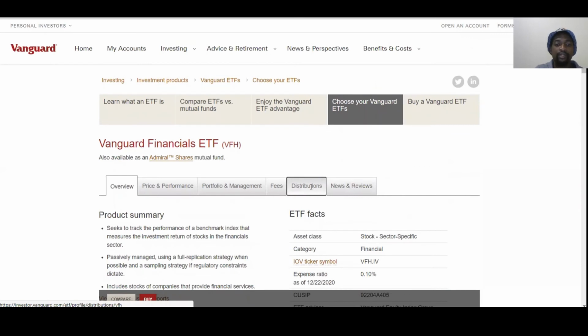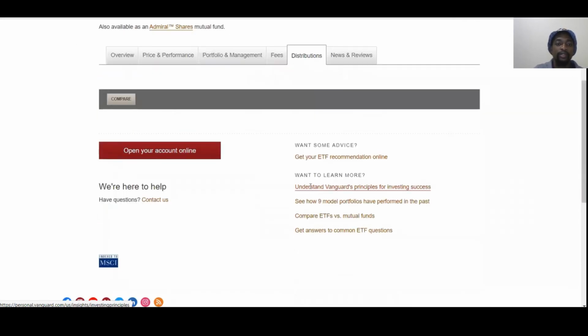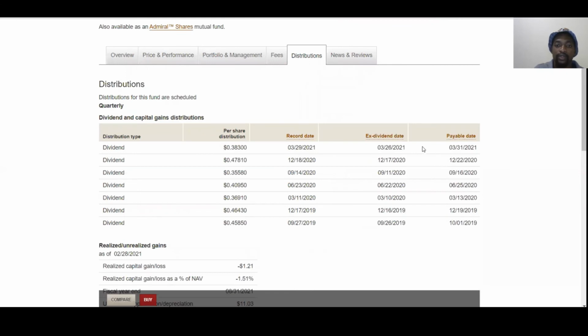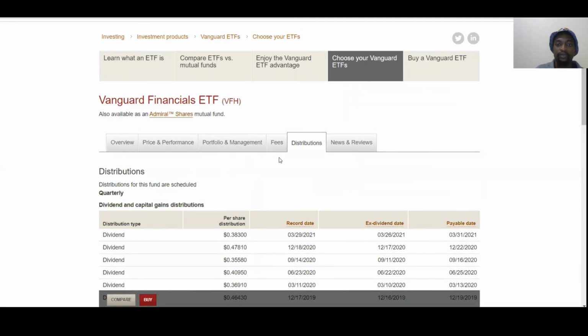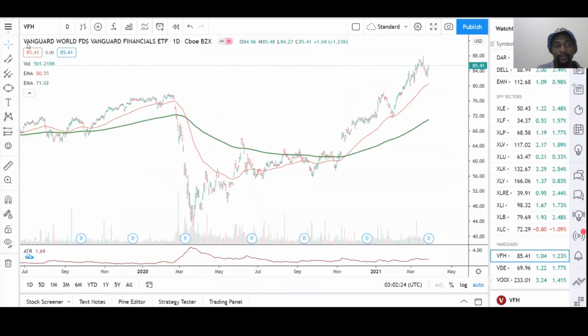And then distributions. It also makes quarterly distributions, as you can see. So we'll be expecting to receive some 38 US cents on the 31st of March. So it pays regularly. This one is lower than the energy ETF. So yeah, let's go to the chart. The fees we've already covered, it's 0.1%. So these ETFs, in terms of fees, are very cheap compared to some of the ETFs that we have here in South Africa. But we hope that South Africa will catch up to these low fees.